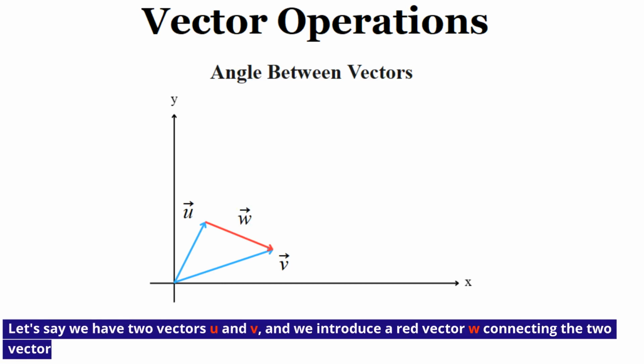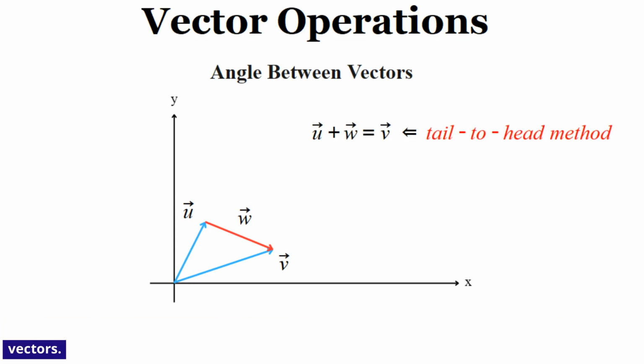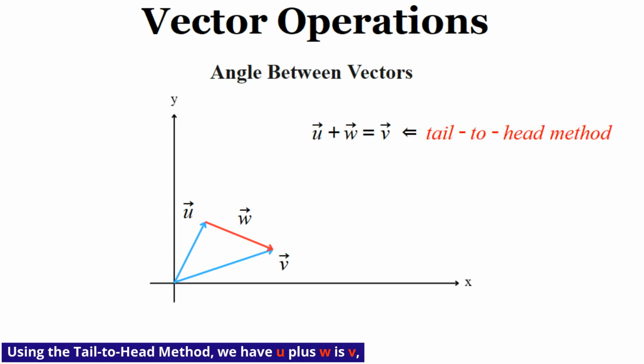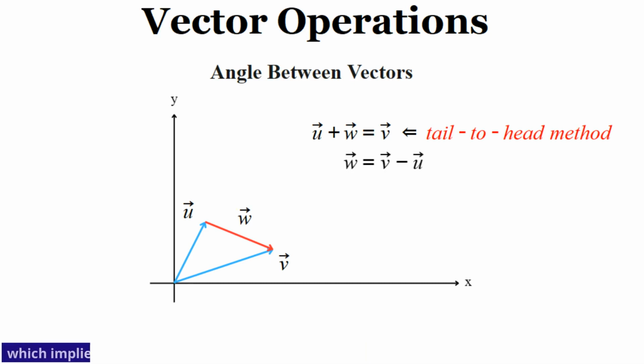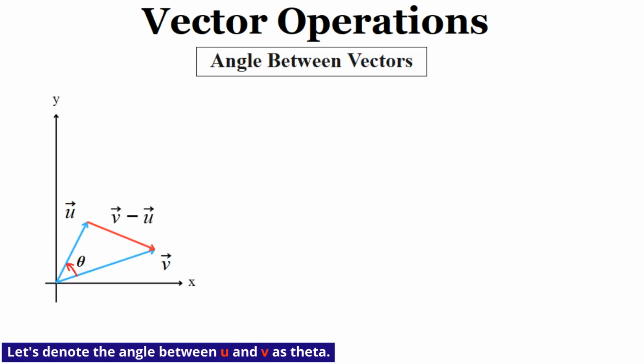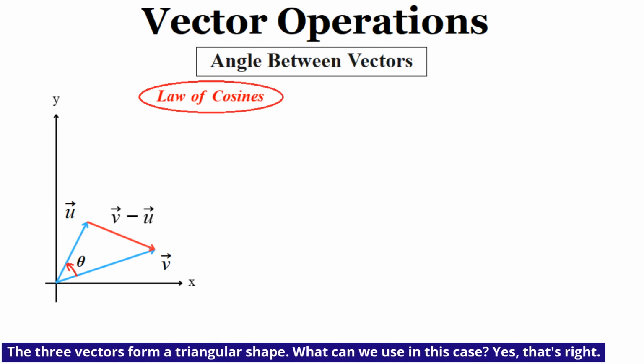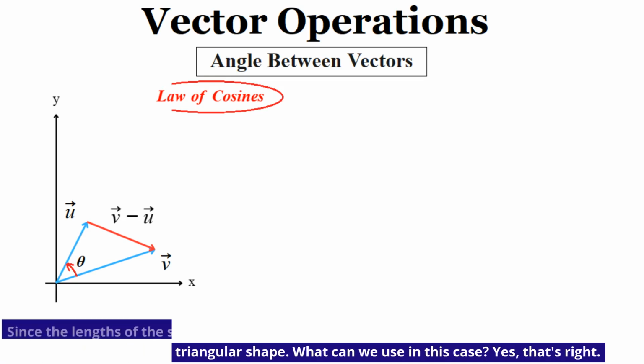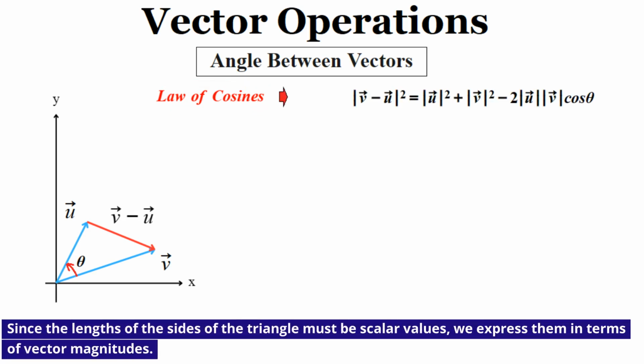Let's say we have two vectors u and v, and we introduce a red vector w connecting the two vectors. Using the tail-to-head method, we have u plus w is v, which implies w is v minus u. Let's denote the angle between u and v as theta. The three vectors form a triangular shape. What can we use in this case? Yes, that's right. Since the lengths of the sides of the triangle must be scalar values, we express them in terms of vector magnitudes.